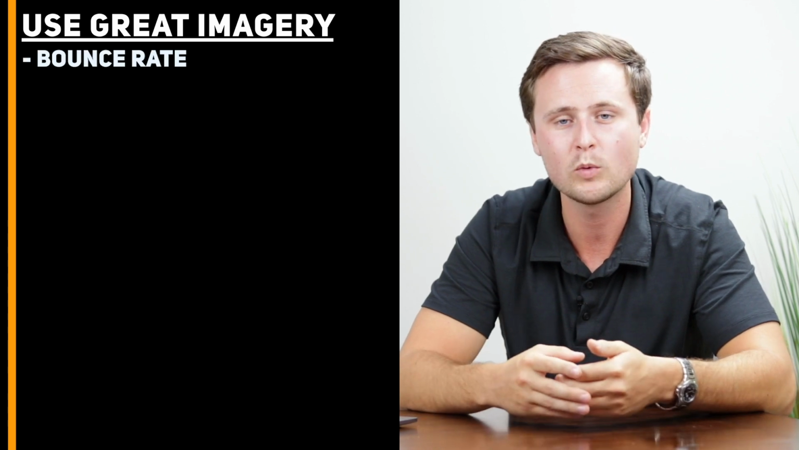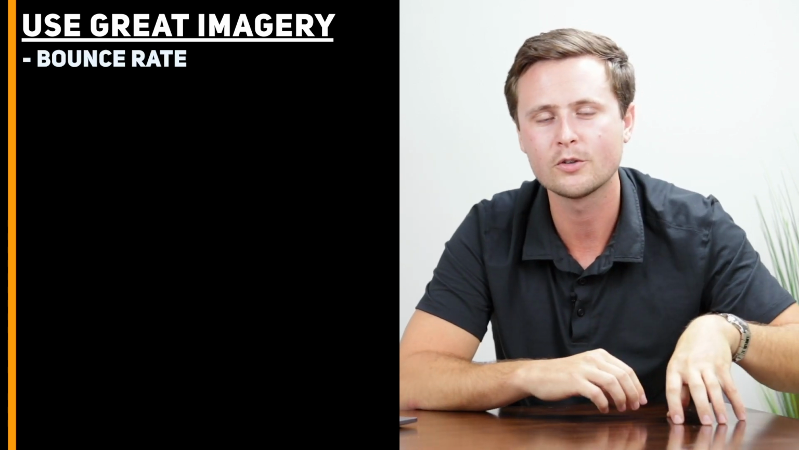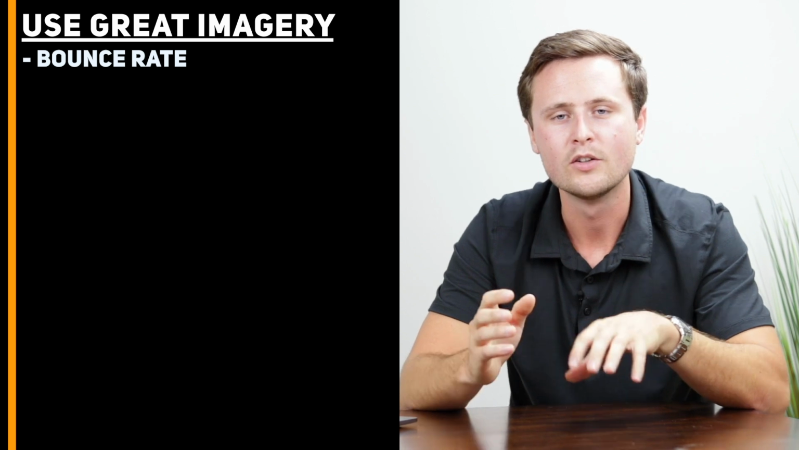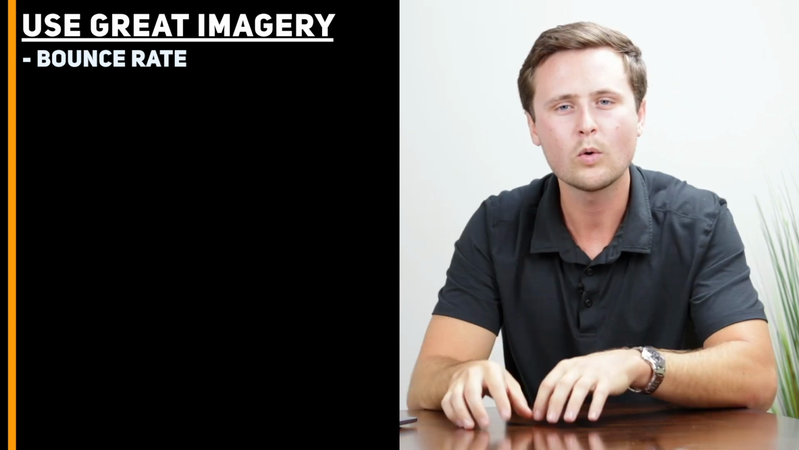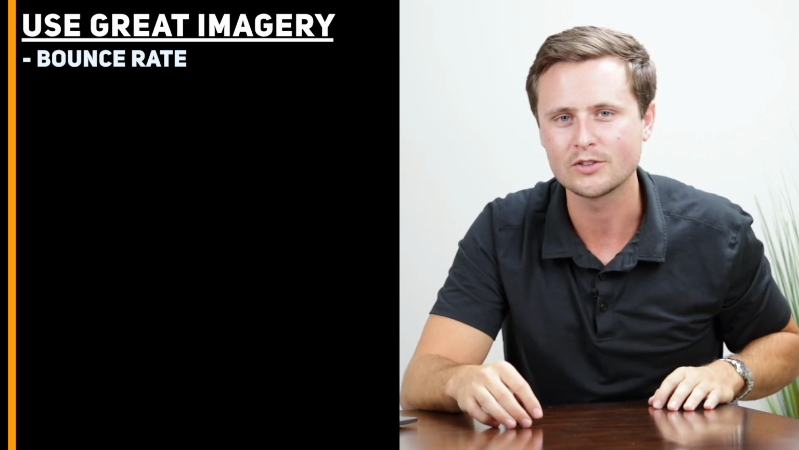The fifth tip that I have for you is to make sure that your image is a great image that catches someone's attention and is relevant to the article. There's one metric that Google looks at called your bounce rate, and essentially what that measures is when someone clicks on your article from Google and they land on your page, do they stay on the page and continue reading, or do they just go back to Google and find something else in the search results?